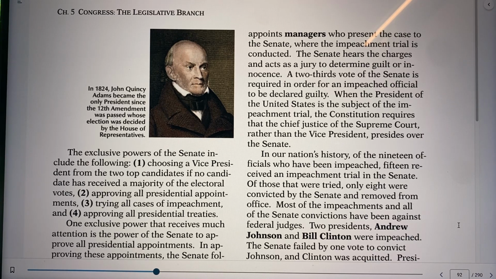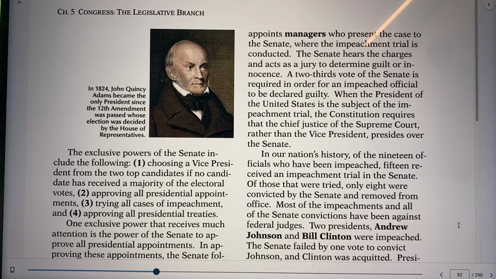Number three, they will try all the cases of impeachment. So the House of Representatives will charge an official, whether it be president or vice president or any other official or judge, for impeachment. But all the trying of the case, the trials, go through the Senate. So the Senate will have to go through the trials, trying all cases of impeachment. Number four, it has to approve all presidential treaties. So when a president is making a treaty with a country or a people, the Senate needs to approve it.